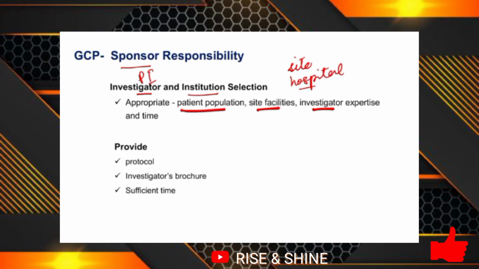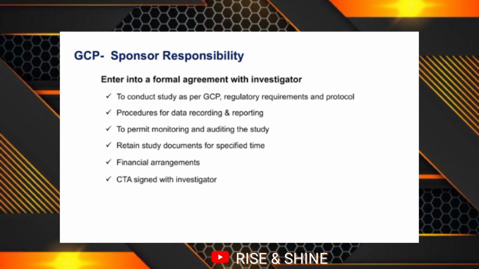So tomorrow if there is a finding that this investigator is not capable, that investigator has made so many mistakes while conducting the clinical trial, then who is liable for that? Who will be responsible? Sponsor. So another responsibility of the sponsor is to provide proper protocol, investigator brochure and sufficient time. Now based on this, making an agreement with the investigator is also the sponsor's responsibility.